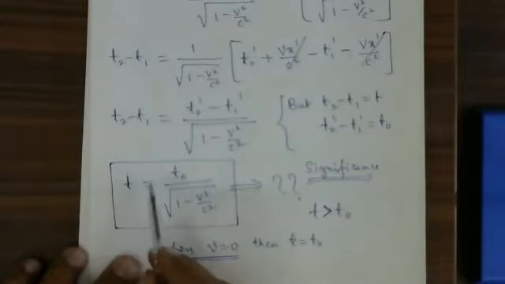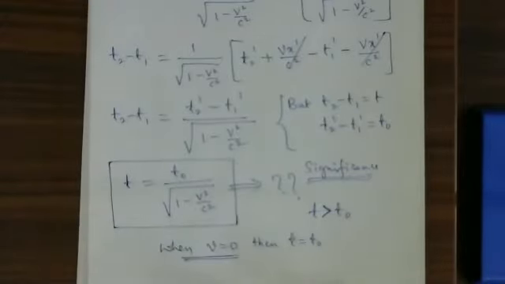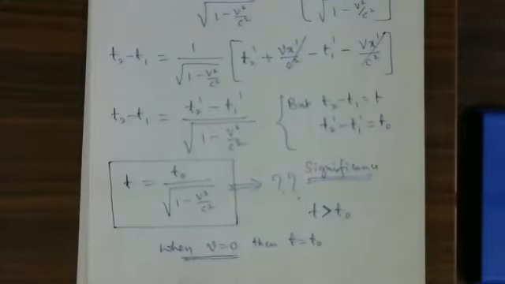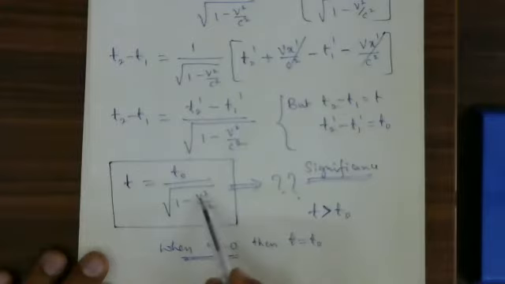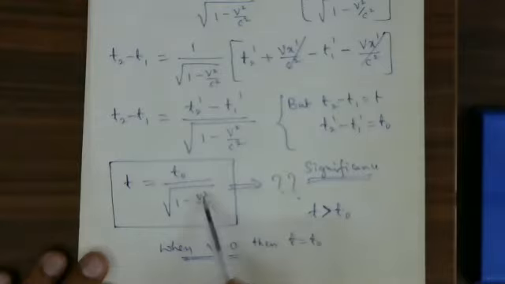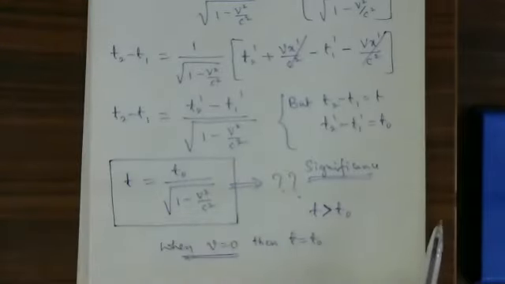This is larger, this is smaller, because of this. As V goes on increasing, then T is very large. As V goes on increasing here, the T value goes on increasing.